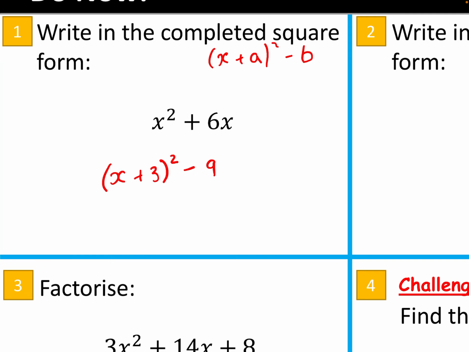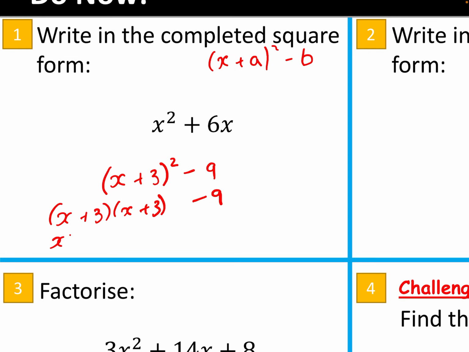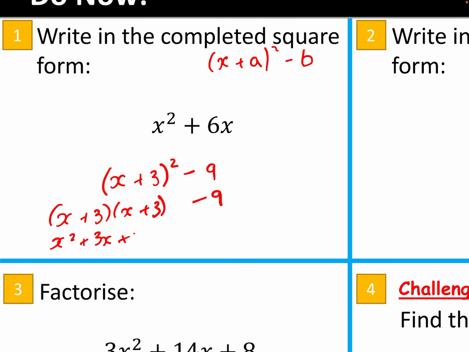The great thing about completing the square is you can check if you've done it right by expanding this back out. If I expand this back out, firstly, I need to write the brackets out twice because they're squared, and I've still got that subtract 9 on the end. When I expand these two sets of brackets, I get x squared plus 3x plus 3x plus 9, and I've still got subtract 9 on the end. Plus 9 and minus 9 cancel each other out, and this part combines to 6x, so I'm left with x squared plus 6x.